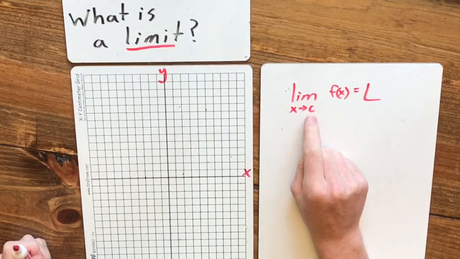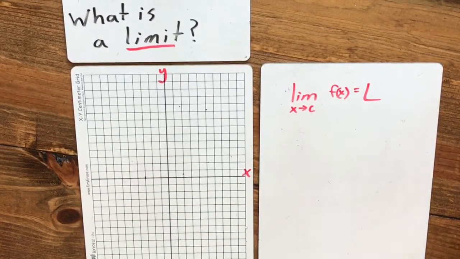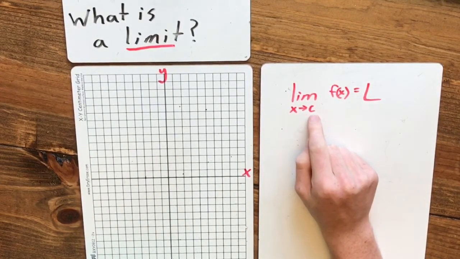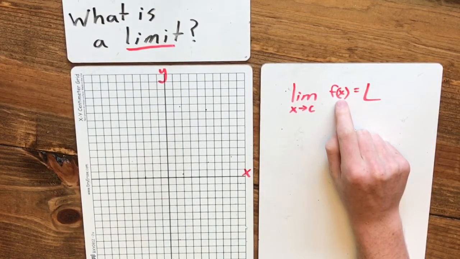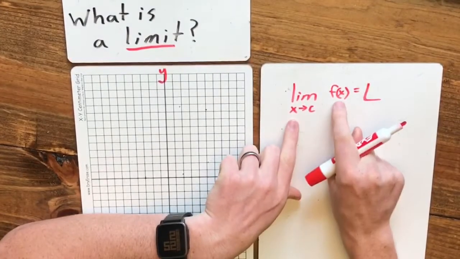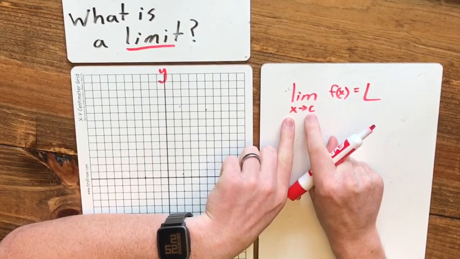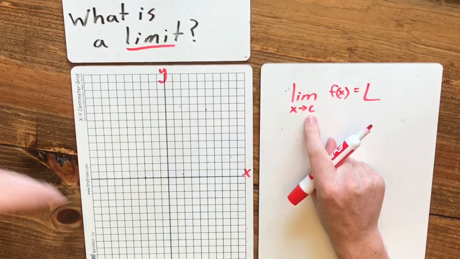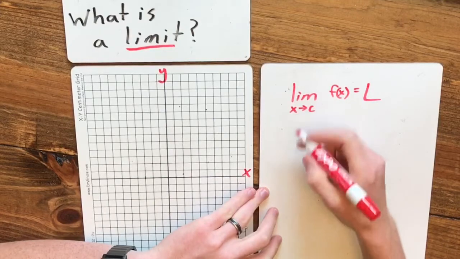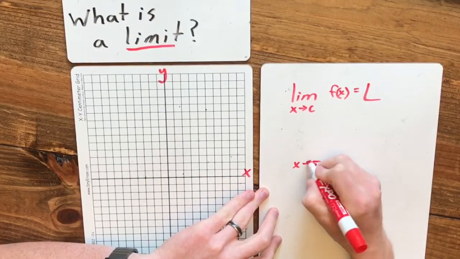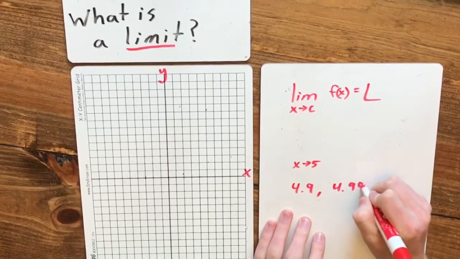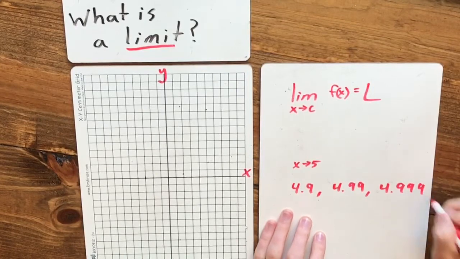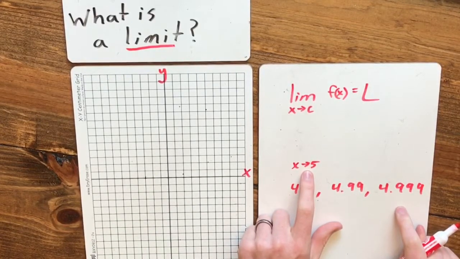Well, as x gets closer and closer to some value, that value can be a number, that value could be infinity, but as x gets closer and closer to whatever that value is, as we keep putting in values to f of x for x, as we get those values closer and closer to whatever c is, like if we're trying to get closer and closer to 5, as x approaches 5, well, maybe you're putting in values like 4.9, 4.99, 4.999 as we get closer and closer to 5.